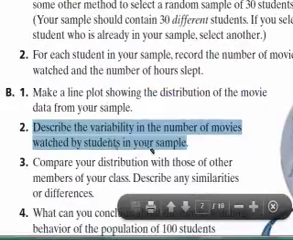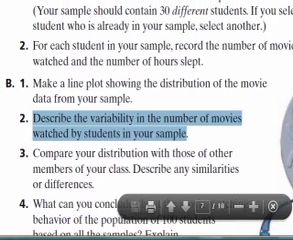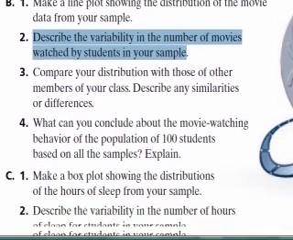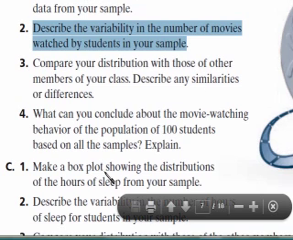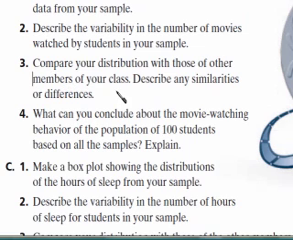B2, describe the variability in the numbers of movies watched by students in your sample. So how did the numbers compare? How did they vary? Were there a lot of low movie watchers? Were there a lot of high? What happened there? B3, compare your distributions with those of other members in your class.